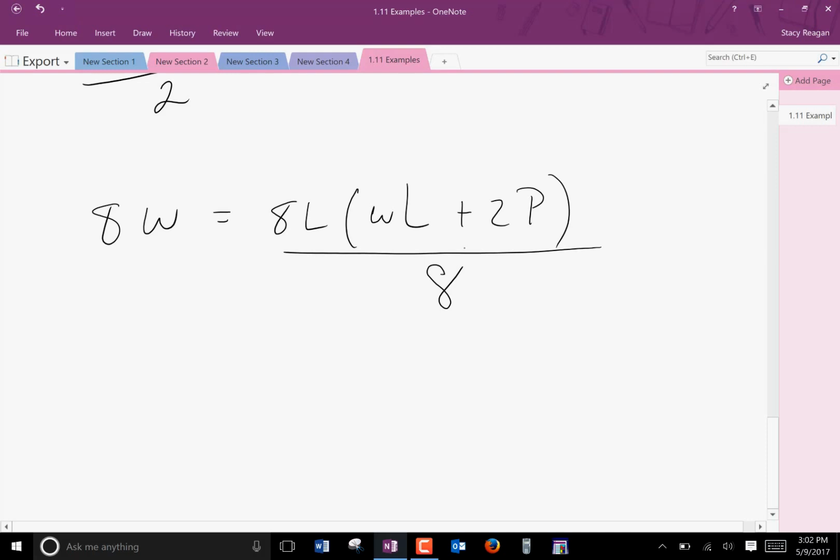So they multiply both sides by 8. So that's where we had this 8 down here on the bottom. We multiply this side by 8 and we multiply this side by 8. So it makes it cancel on this side. And they give us this.